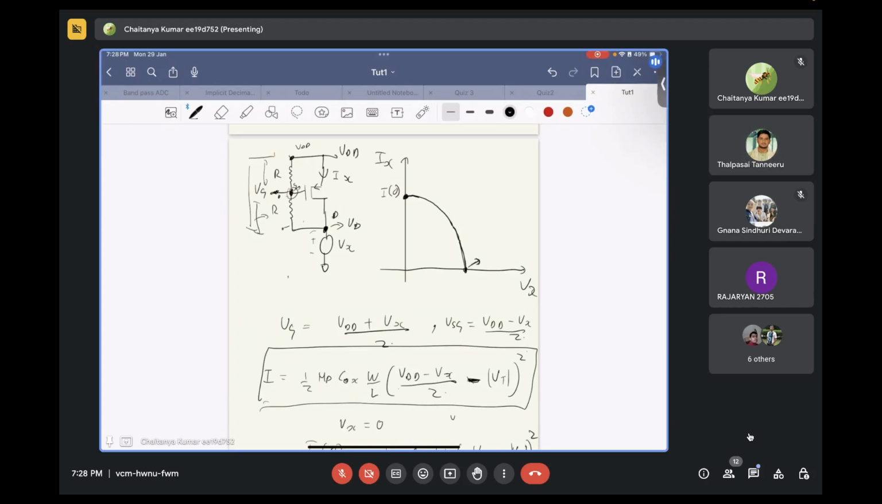No. What is the condition for the current in the MOSFET to be zero? VSG should be less than or equal to modulus of VT. Correct. But that is basically your source gate voltage. I'm talking about with respect to Vx.